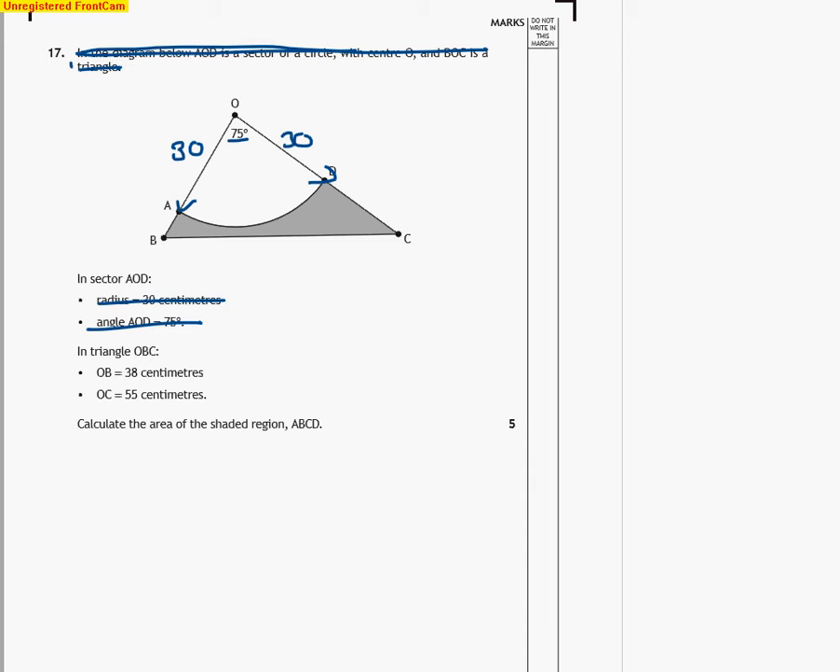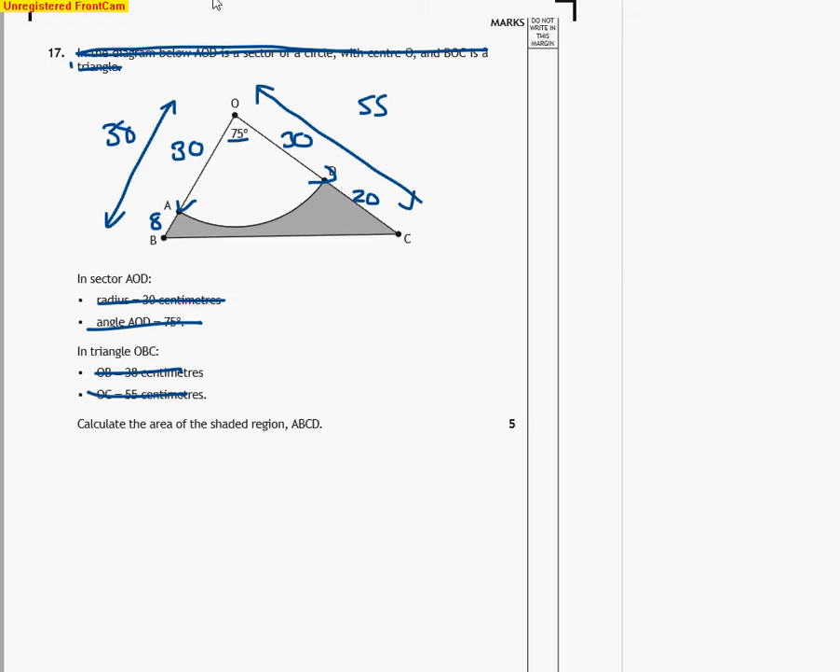And the length OB is 38. So this whole length is 38, from there to there. That should make this small indent here 8, wouldn't it? 30 plus 8. And OC is 55. So that would make this small indent here 20.